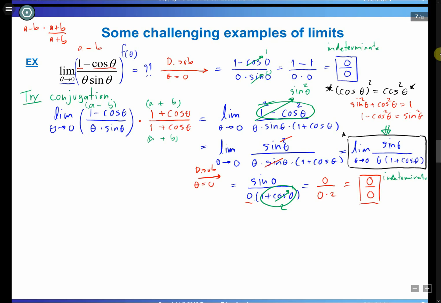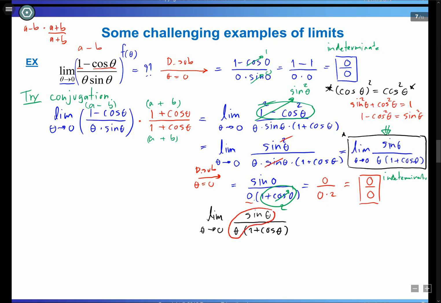So we have the limit of sine theta divided by theta times 1 plus cosine theta. That's what we have right now at the current state. When theta approaches 0, we know this is indeterminate if we use direct substitution. But looking at this, I noticed something familiar, which is sine theta divided by theta, the example that we just did.